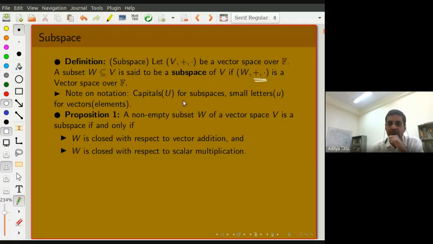Notations: capitals will denote subspaces, small letters will denote vectors or elements of these sets. Then we also saw this proposition: if we are trying to verify whether a subset W is a subspace of the given vector space V or not, we need to only check two things. That W is closed with respect to vector addition and that W is closed with respect to scalar multiplication. Remember, these are the two conditions on any non-empty subset. Is there any doubt here?